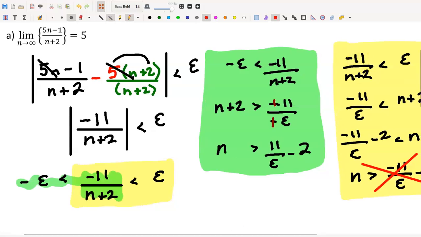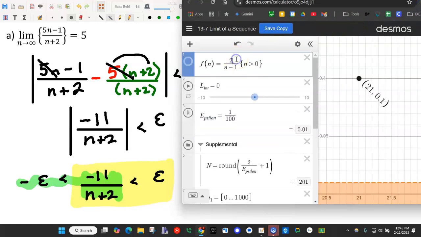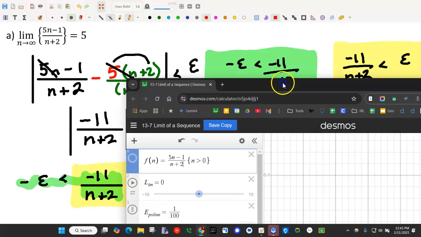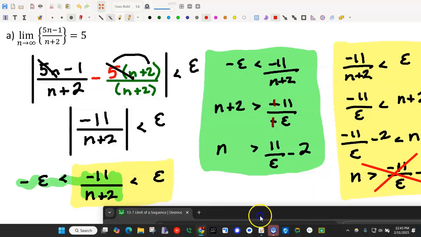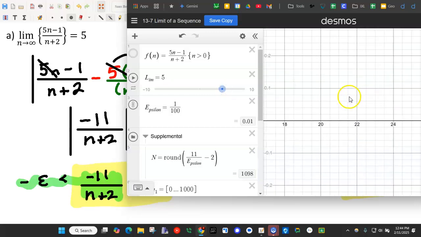So for this one, if I was going to check this, I just punch this in like so: 5n minus 1 over n plus 2. And I want my formula turned out to be 11 over epsilon minus 2. So I can change this to 11 over epsilon minus 2. My limit is 5, so I've got to change this up to 5. Zoom out.